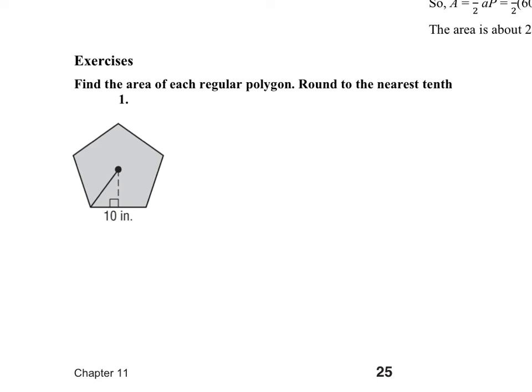Okay, so the formula for the area of a regular polygon, it's also on top of this paper. Area equals 1/2 A times P. Let's take a minute and explain what I mean by A and P.